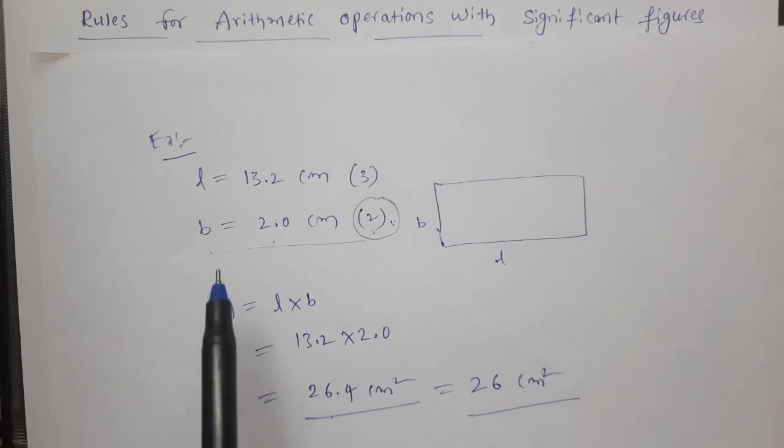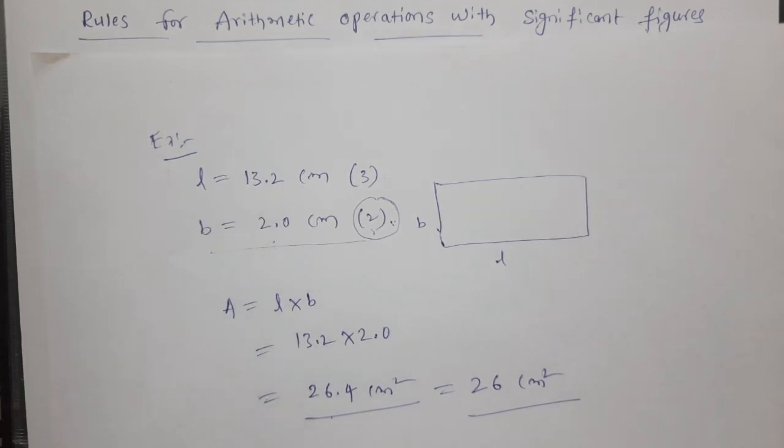Just now we have discussed division, but here I am taking multiplication. For multiplication or division, the same rule holds good. So what is that rule? The final answer should be given with least significant figures.